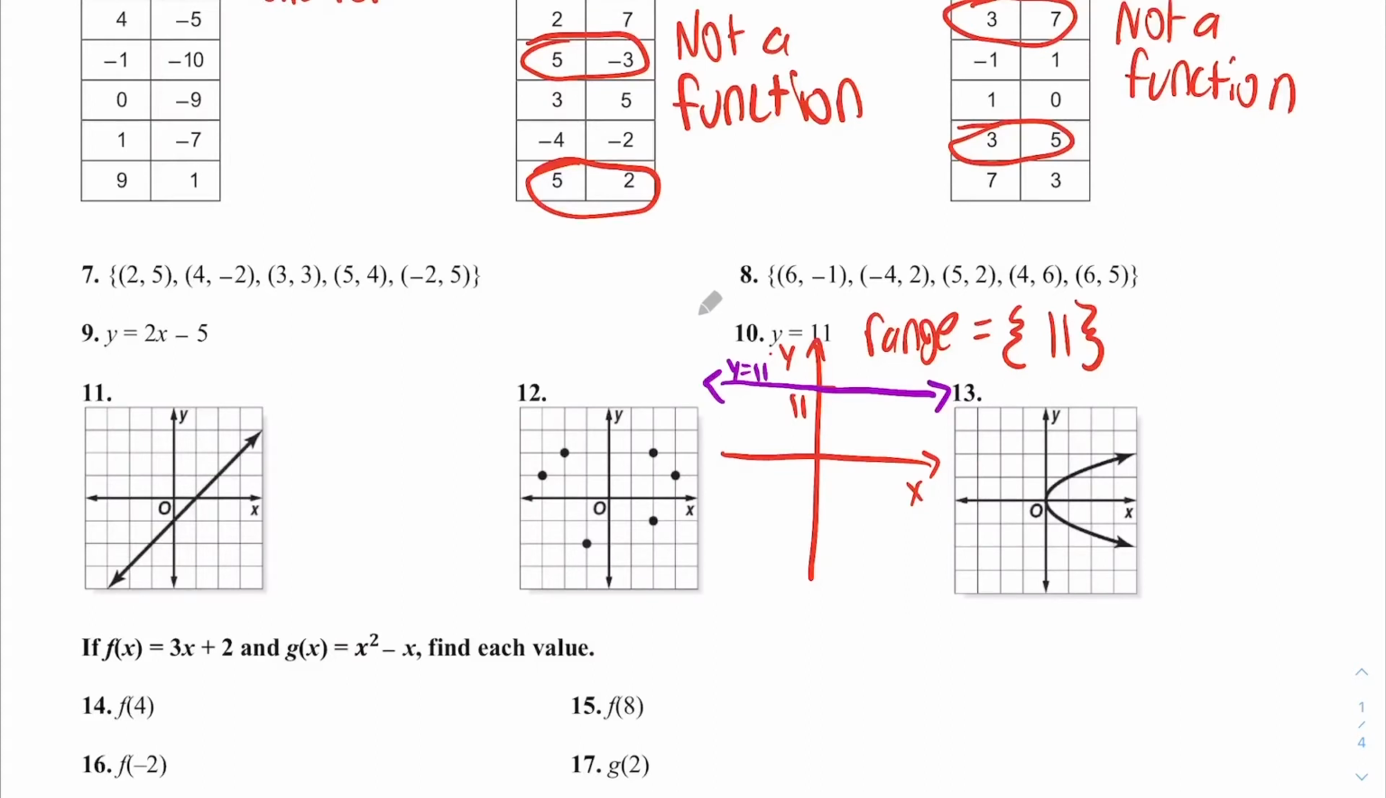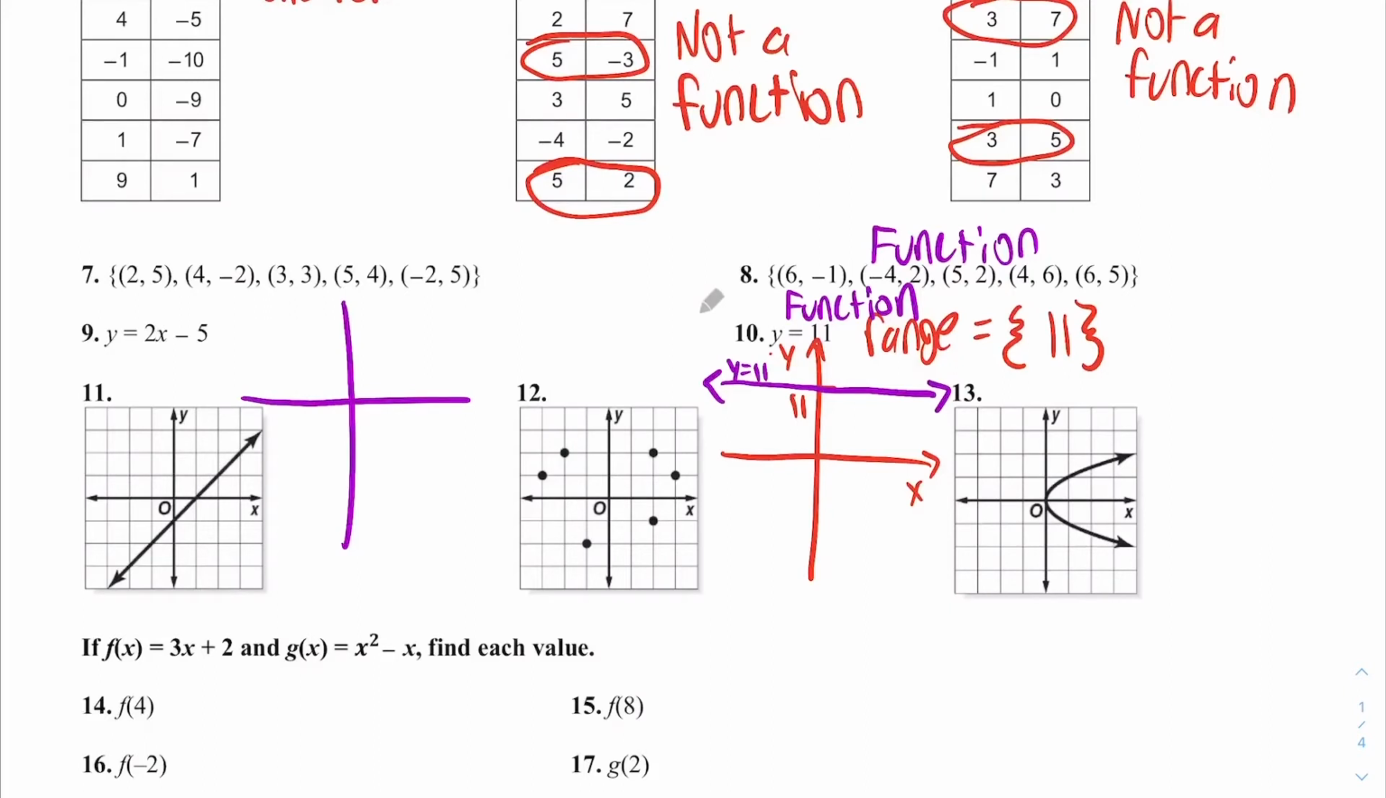This graph does not repeat any of the x's, so it is a function. 10 is a function. And so is number 8. None of these numbers for number 8 repeat for x. Looking back at it while I'm editing, I can see that 6 does repeat, so 8 is not a function. Let's look at number 9.